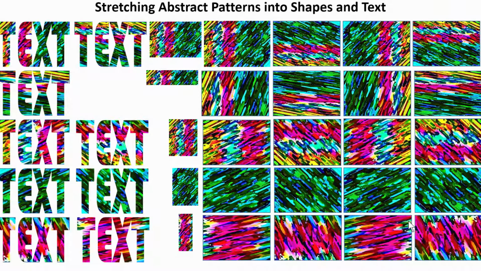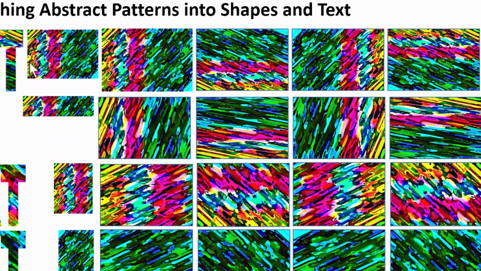How do you put the abstract fill into a shape or text? There's two ways to do it. There's a stretch and there's a tile. So here's a stretch option. If you just paste one of these effects into a shape or text, it automatically stretches it. So here's the basic one we used. Here's the size of the one we used. And I pasted it into all of these. Okay, so it stretches to fill the shape.